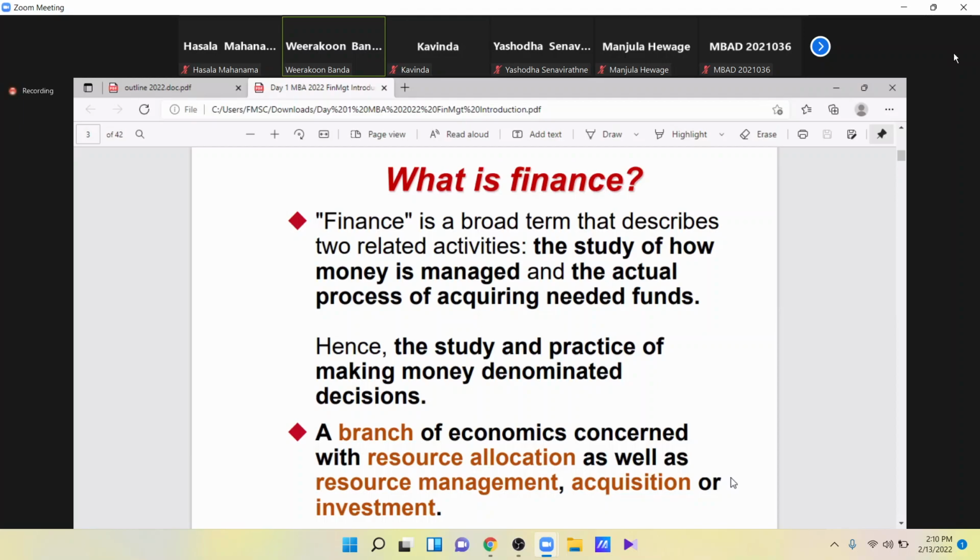Then it involves two kinds of aspects. One is how money is managed. The other one is the actual process of acquiring needed funds. Sometimes some people may have a permanent monthly income. Some other people don't have a permanent monthly income.